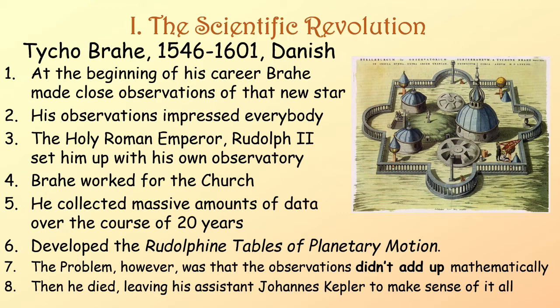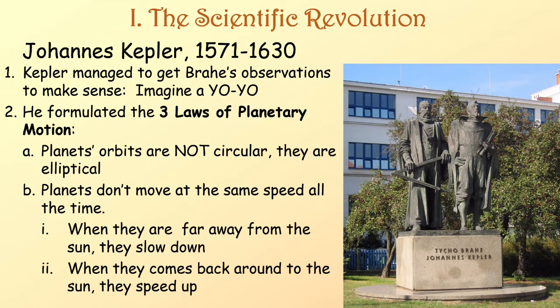The problem with these tables, however, was that the observations didn't add up mathematically. Then he died, leaving his assistant, Johannes Kepler, to try to somehow make sense of all these observations that didn't add up mathematically. And so Johannes Kepler, 1571 to 1630, actually managed to get Brahe's observations to make sense. He formulated the 3 laws of planetary motion.